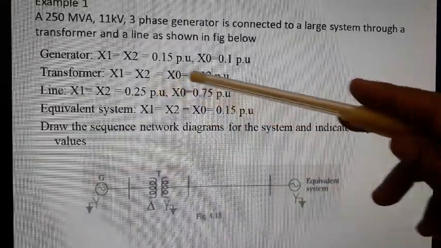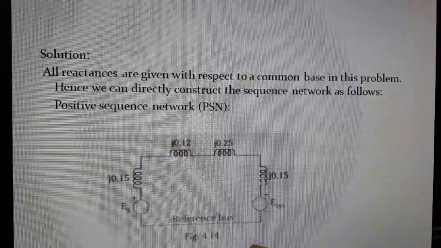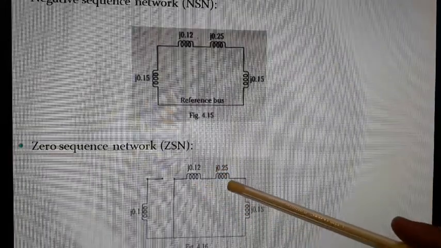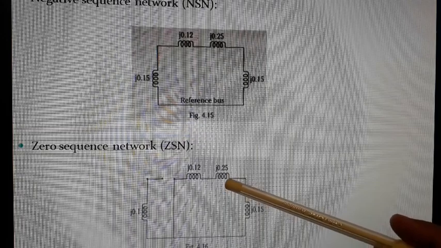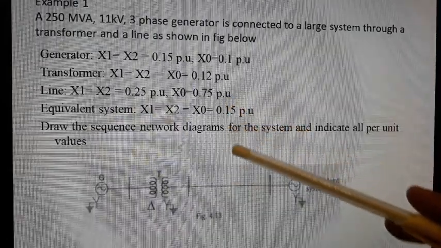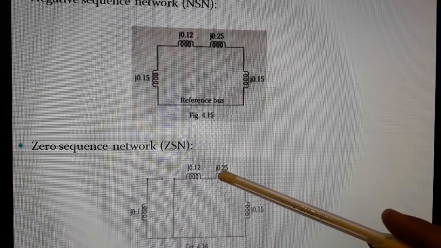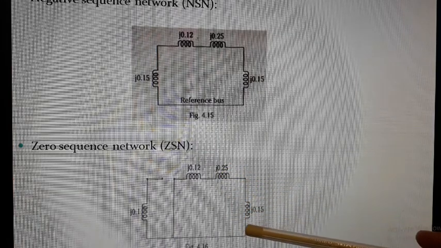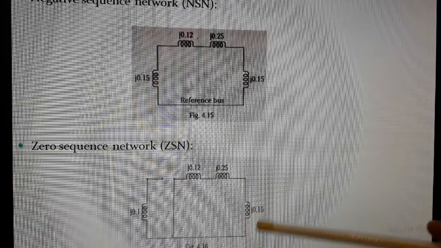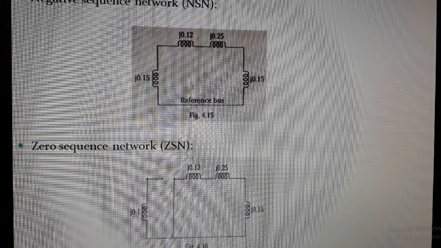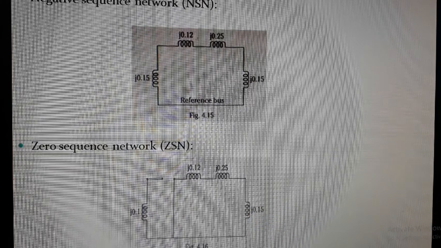So this is the transformer reactance 0.12. See here, transformer zero sequence reactance is 0.12. Transmission line reactance is 0.75. So you have to use 0.75 here, not 25, 0.75. And then the zero sequence of this generator system is j0.15. So this becomes the zero sequence network.